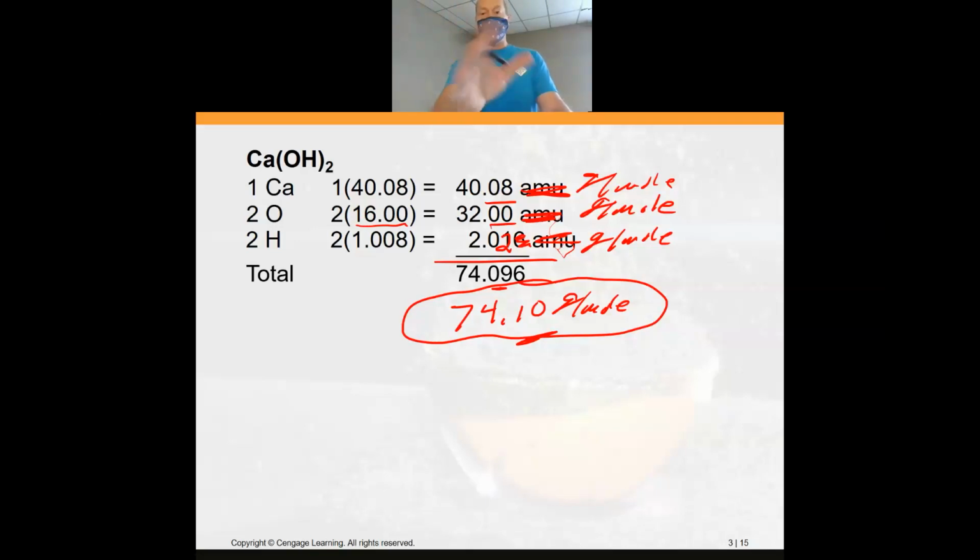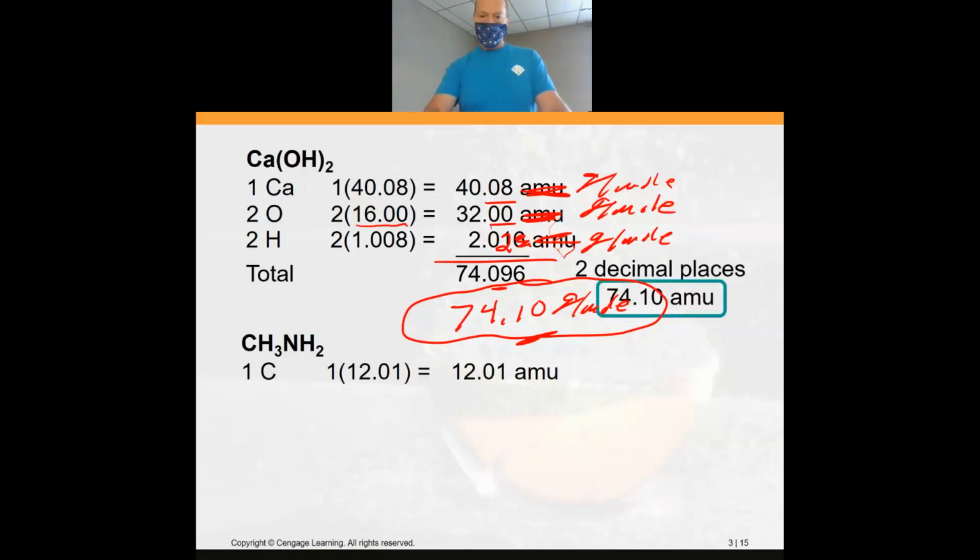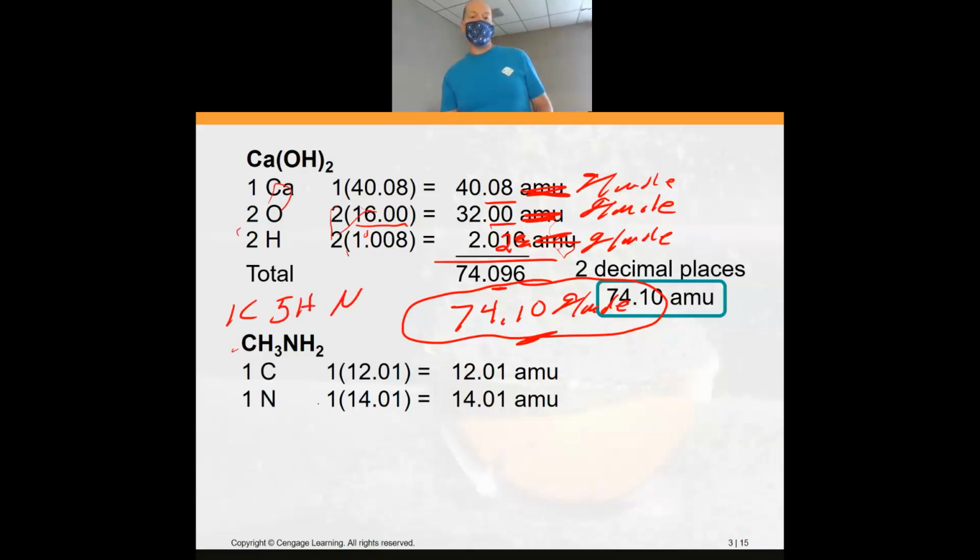Again, if you give your molar mass 2 decimals, you have the right answer for sig figs. All right, so here you've got 1 carbon. So we did this on the last test. There's 1 carbon here. There's 5 hydrogens and 1 nitrogen. So 1 carbon, 12.01. 1 nitrogen, 14.01.